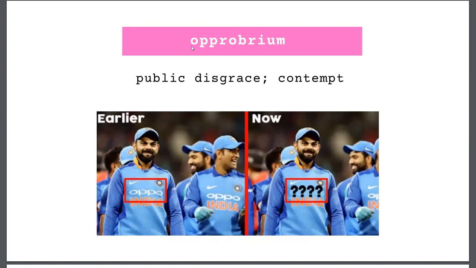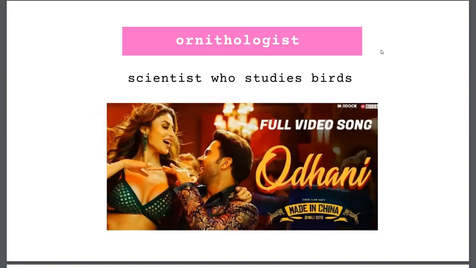So Oppo was removed by the BCCI as a disgrace from the Indian jersey because of some boycotting movement from India. So you can connect it with that: Oppo was forcefully removed from the Indian jersey. So opprobrium is a kind of public disgrace which happened with Oppo in context with the Indian jersey. Moving to the next word.